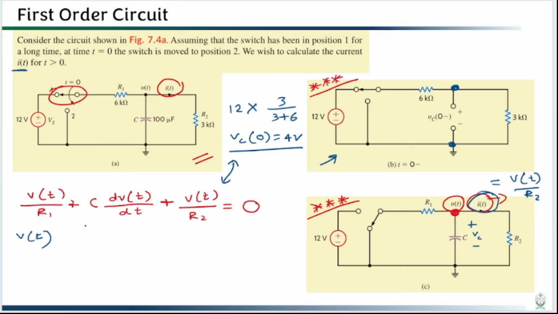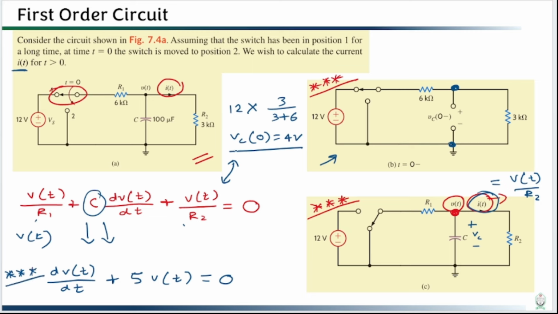From here we can simplify the differential equation by putting the values of R1, R2 and C here, and that task is left for you. You can check that after putting the values of R1, R2 and C, we will have our differential equation in this format: dv/dt plus 5v equals 0. So, simplified, the task at hand is that we will have to solve this differential equation for the initial condition given.